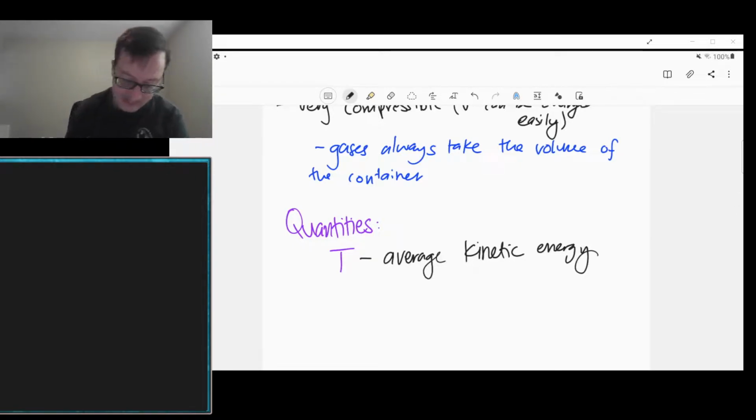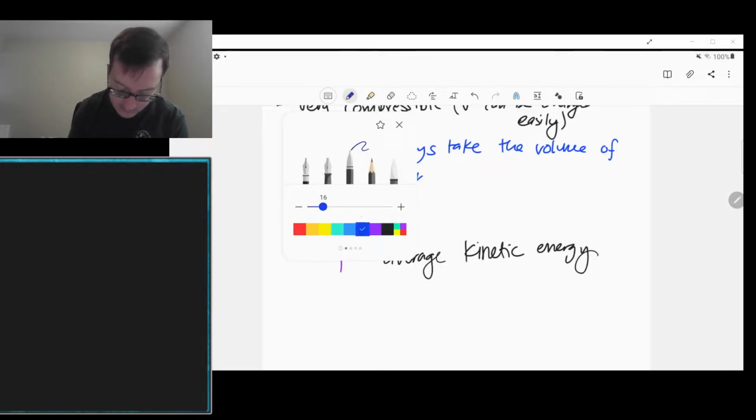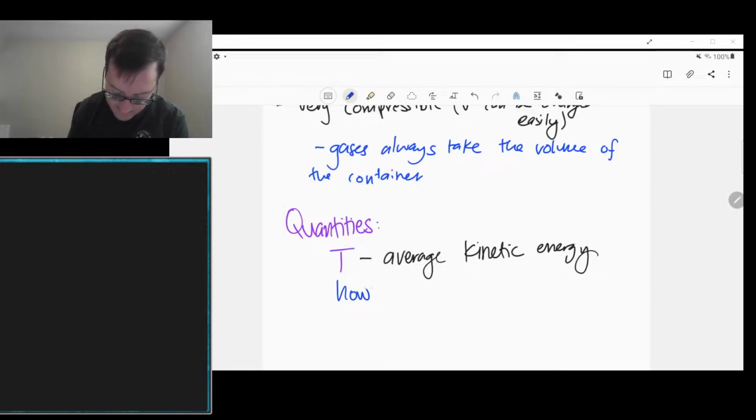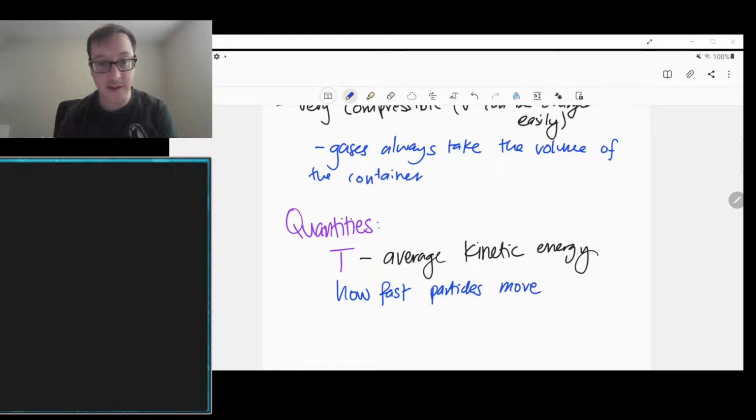And we're going to see that this is essentially a measure of how fast the particles move. We can generalize it that way. We're going to look in more detail on Thursday, and we're going to see that there are probabilities of how things are moving. But suffice it to say that temperature is a measure of the average kinetic energy, and that's just telling us how quickly things are moving. So a high temperature means things are moving fast. A low temperature means things are moving more slowly.